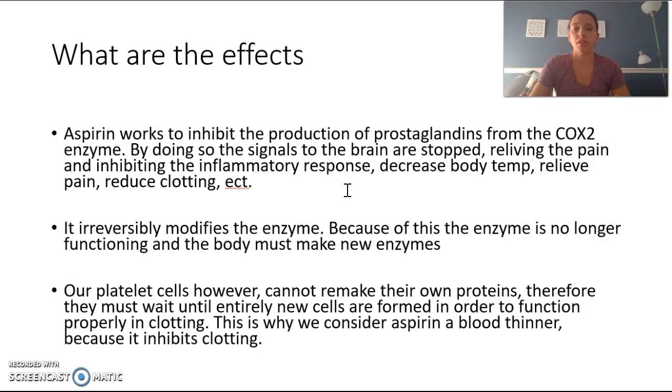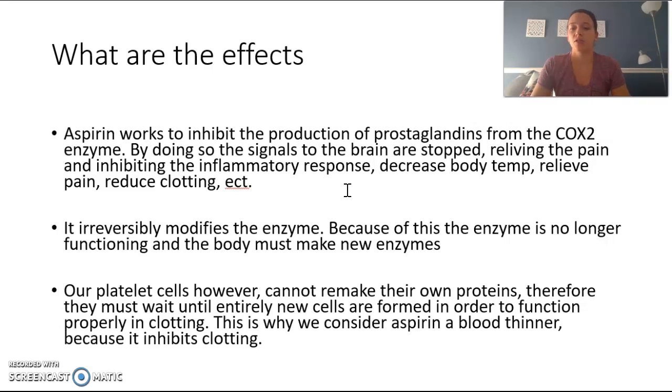That's why when we take aspirin, we have relief for a little while, maybe a few hours, and then our body is constantly remaking these new proteins or enzymes, and then the pain kind of comes back, but then we just take it again. Our platelet cells, however, can't make more proteins on their own, so they have to wait until entirely new cells are formed in order to function properly with the clotting mechanism.